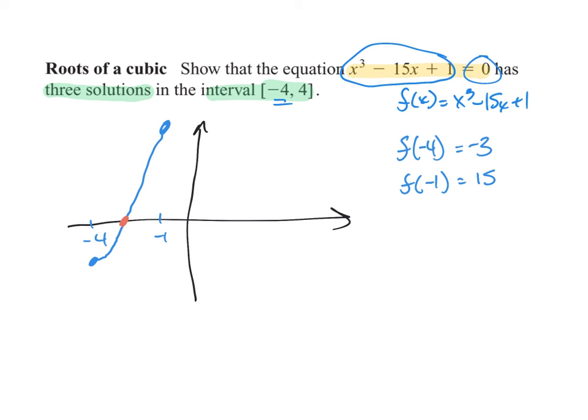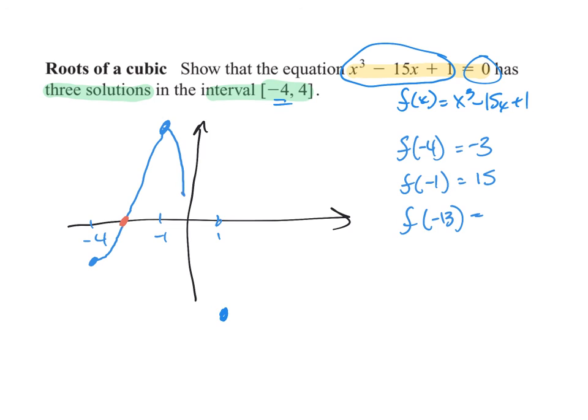Just so you know, it might cross more than one time, right? But we know that there's a minimum of one time that we have to cross the x-axis to get from negative 3 to 15. And I did a few more calculations. I did f of 1, and f of 1 happens to be negative 13. So if I'm over here at 1 on the x-axis, I'm way down here at negative 13. Just pretend that's negative 13.